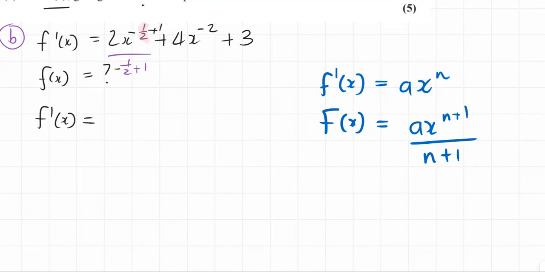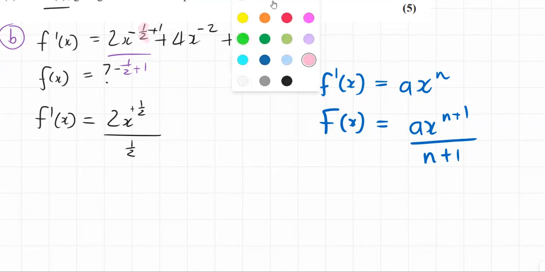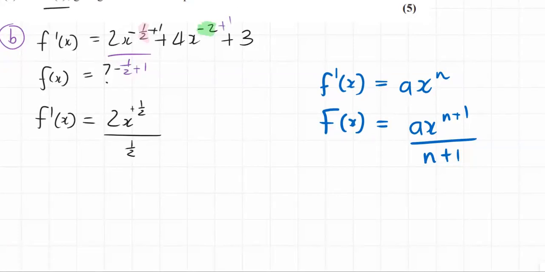So f dash of x is equal to 2x to the power of a half minus a half plus a half, this time over a half. The second one, we can take minus 2 plus 1, all over minus 2 plus 1, which is what, minus 1. Okay, so we plus 4, minus 2 plus 1, 4x to the minus 1 all over negative 1.